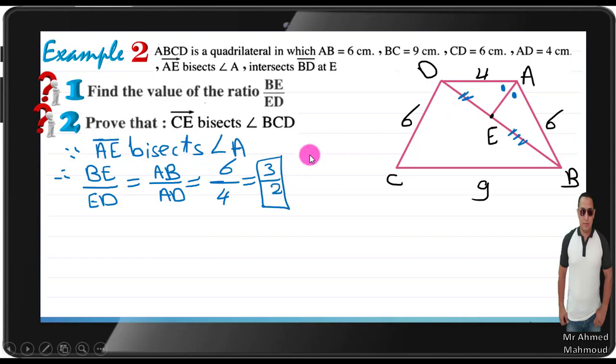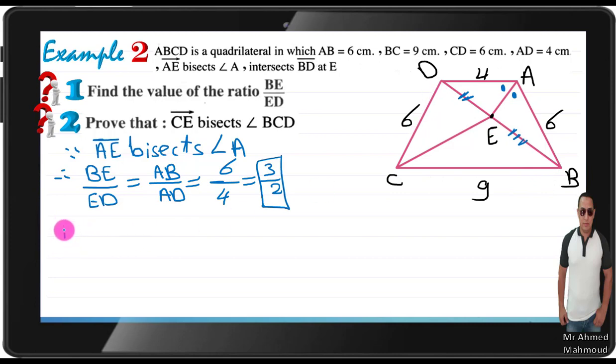Now the second part: prove that CE bisects angle BCD. So I need to connect CE like this. To prove that CE bisects angle C, I need to prove that BE over ED equals BC over DC.